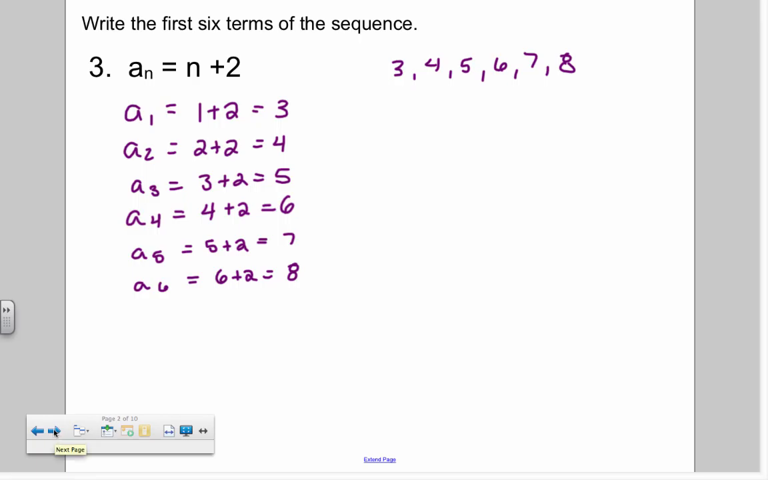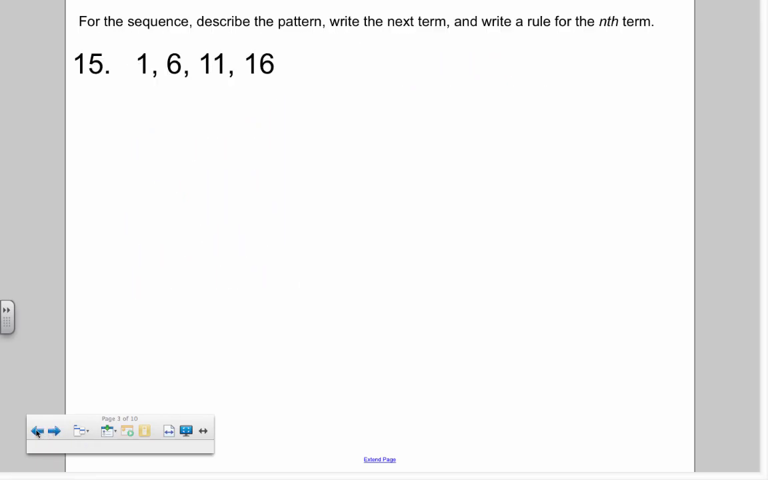Okay, let's take a look at the next problem. I'm going to take a look at number 15. The instructions for 15 says, for the sequence, describe the pattern, write the next term, and write a rule for the nth term. So let's go ahead and do it in that order.